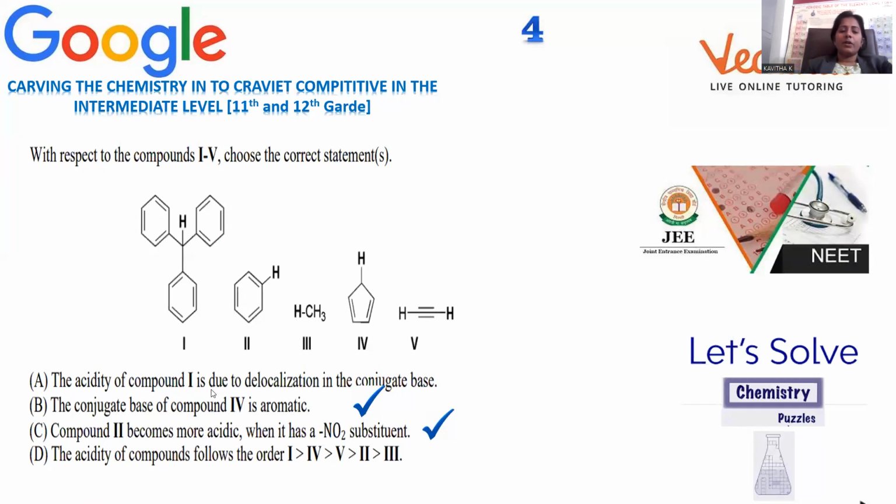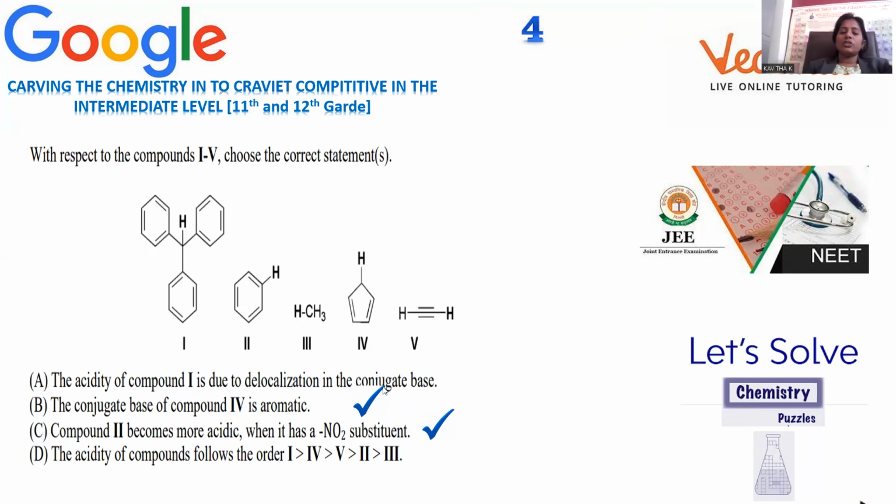The acidity of compound 1 is due to delocalization in the conjugate base. Okay, so this is the compound. If you see here, there is a carbon that is sp3, and around this carbon atom you can find 3 phenyl groups, that means 3 benzene rings are located. All benzene rings are planar, and this carbon is sp3 hybridized.